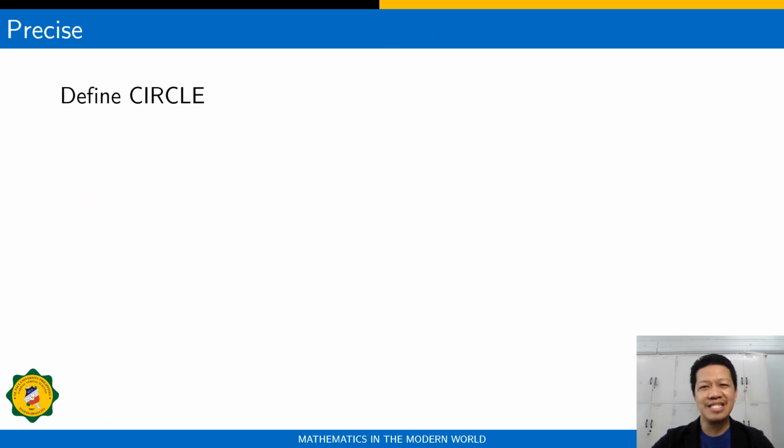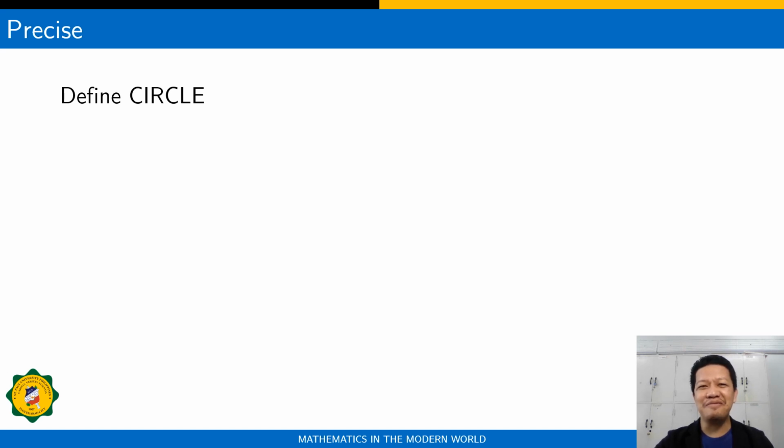Let us have an example of being precise. How do you define circle? So kindly try to define circle. In giving a definition of a term in mathematics, it may be different from giving a definition in the English language, or in the English dictionary. So how do you define circle?